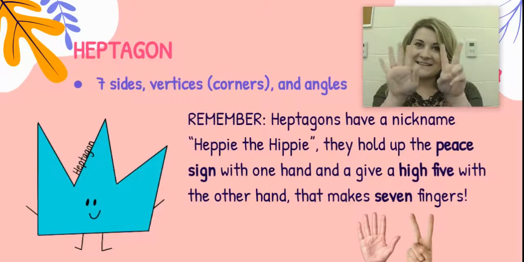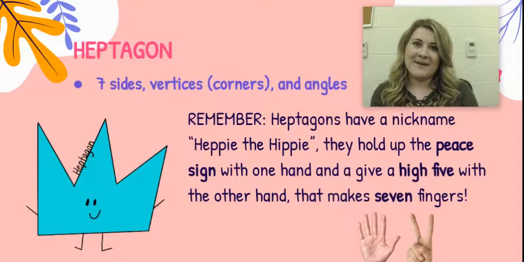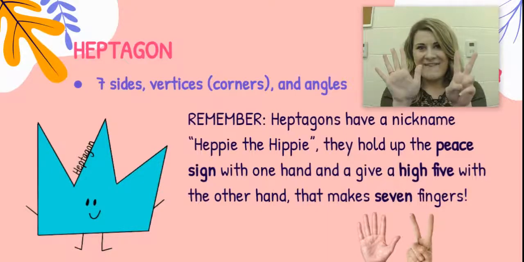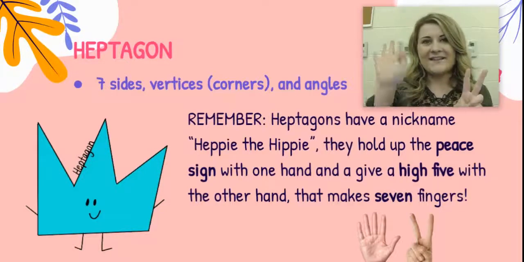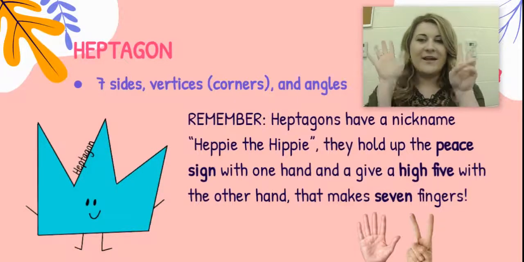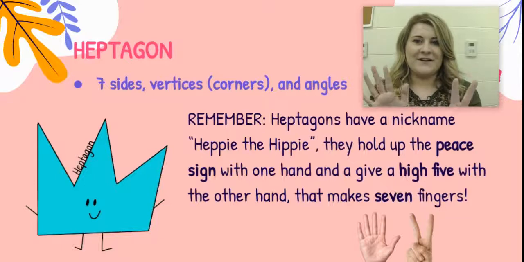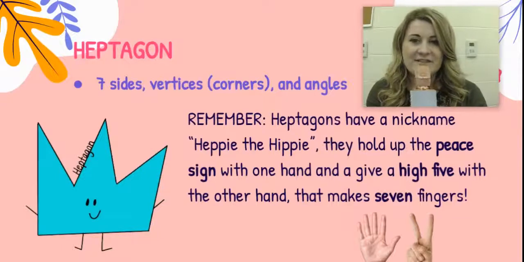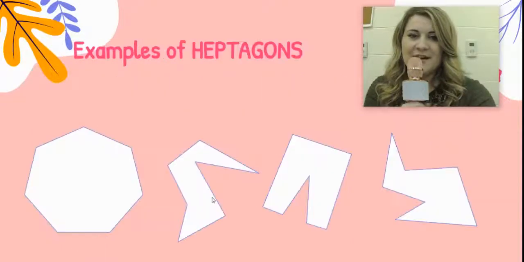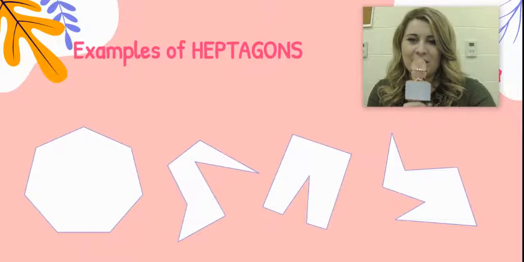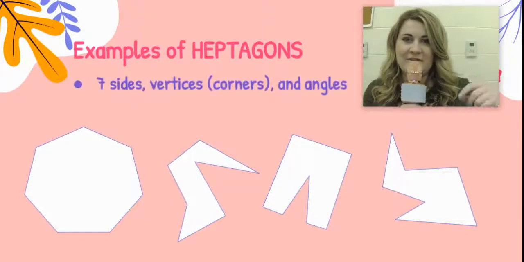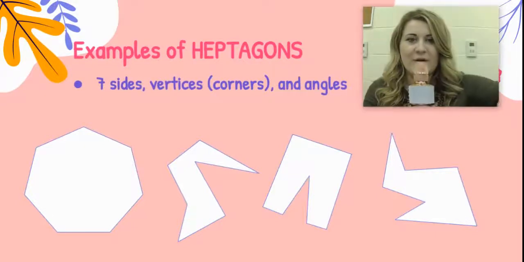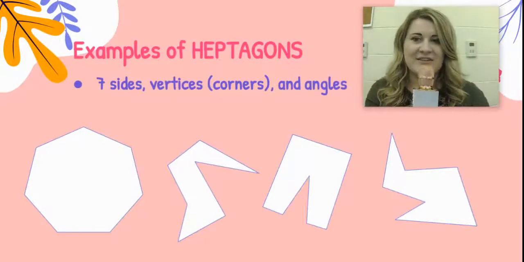So Heppy the Hippie has a peace sign up on one hand and a high five up on the other. And that is how we get 7 fingers. So Heppy the Hippie is 7. We have our peace sign, woohoo, and our high five with the other hand. So 7 is what heptagon goes with. It has 7 sides, 7 corners, and angles. We're going to start getting into some shapes that look a little freaked out because we're having to add 7 sides. So we have to make our polygons go in all kinds of different directions to get 7 sides.